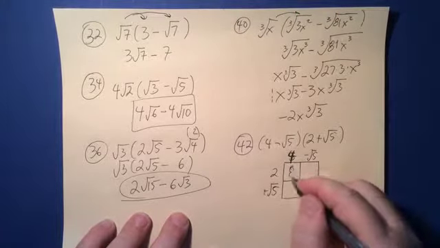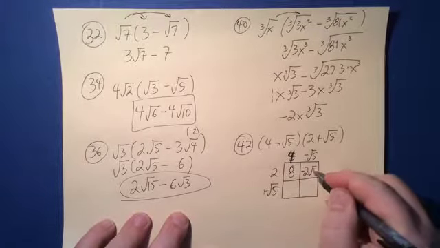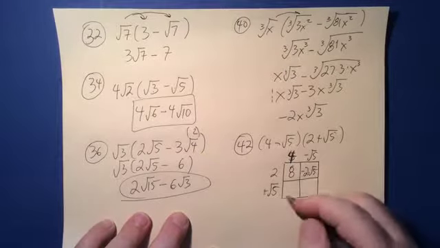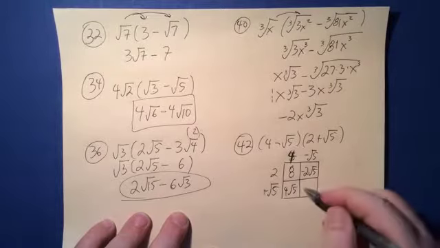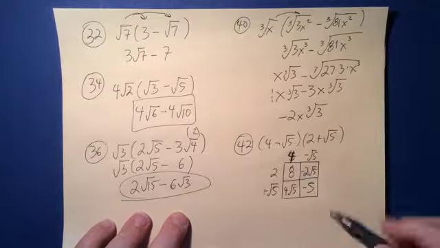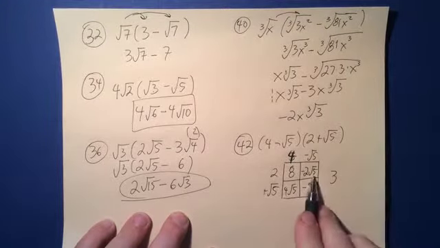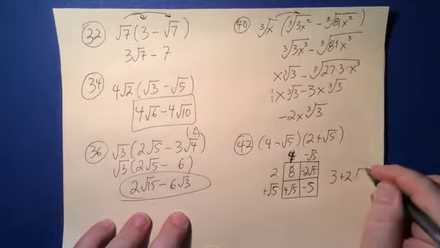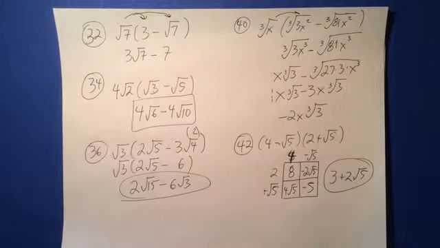2 times 4, that's 8. 2 times negative radical 5 will be negative 2 radical 5. 4 times radical 5 will be 4 radical 5. And then radical 5 times negative radical 5 will be negative 5. Now here it looks like we're going to take 8 minus 5. That's going to give us 3. 4 radical 5 minus 2 radical 5 will give us plus 2 radical 5. And now we have a new resulting binomial by taking these two binomials and multiplying them together, as is often the case when we do this kind of work.